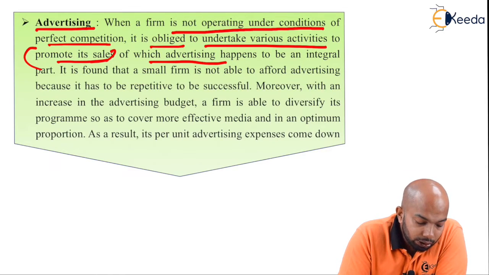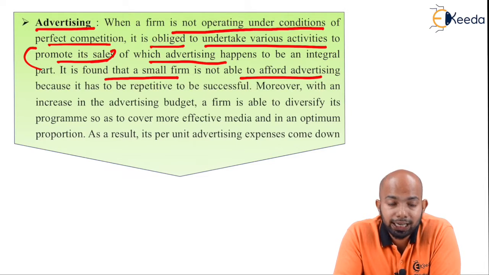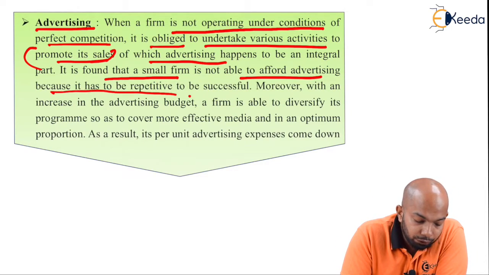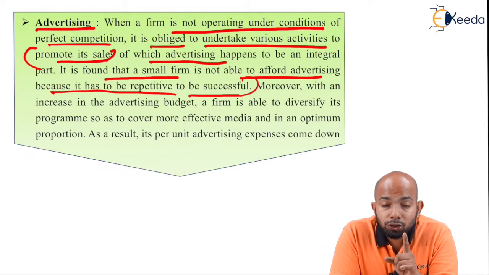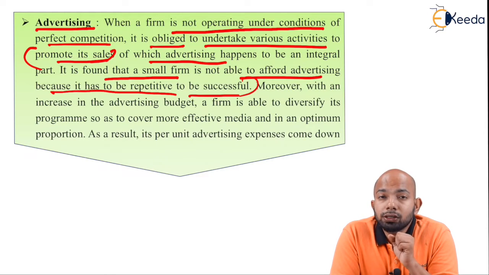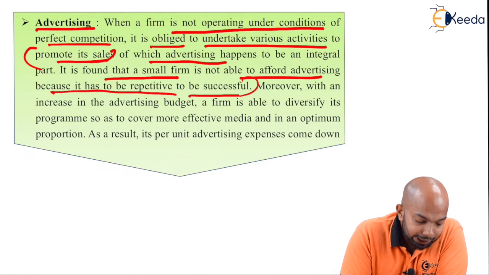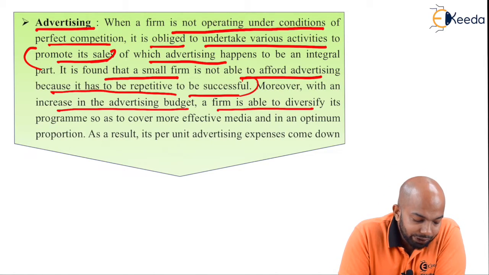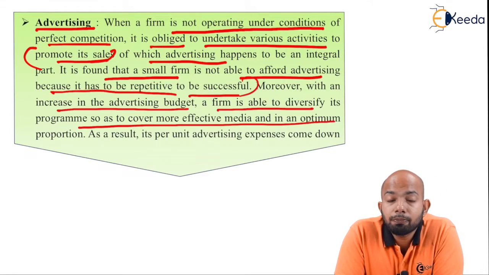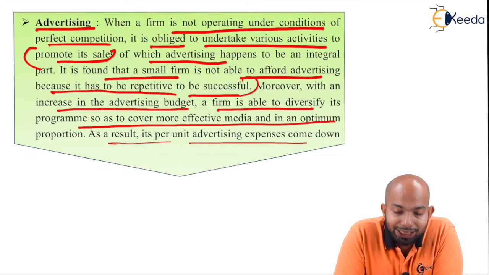It is found that a small firm is not able to afford advertising. Why? Because the cost of advertising is very heavy, as it has to be repetitive to be successful. Hence it cannot be borne by small companies, but big companies can absolutely afford it because the cost becomes minimal for them and they can repeat it. With an increase in the advertising budget, a firm is able to diversify its program so as to cover more and more consumers and more and more media. As a result, its per unit expenses come down.